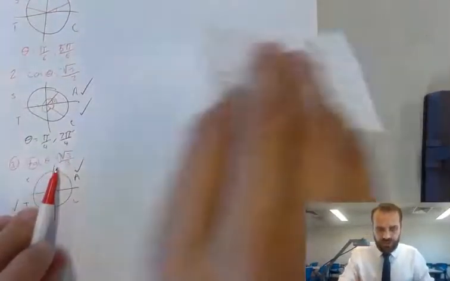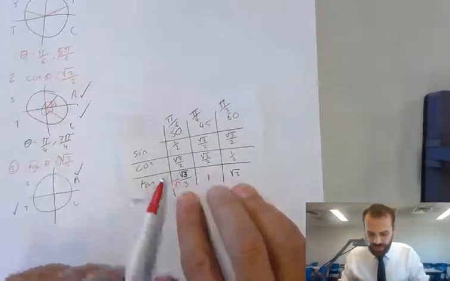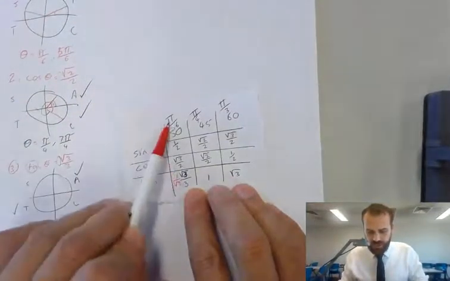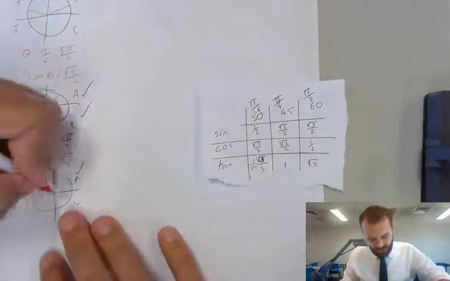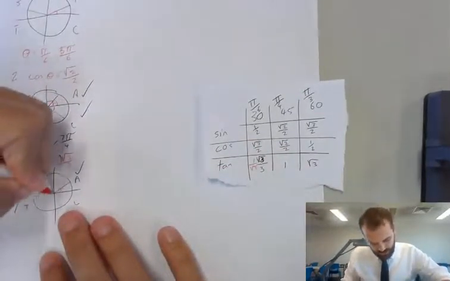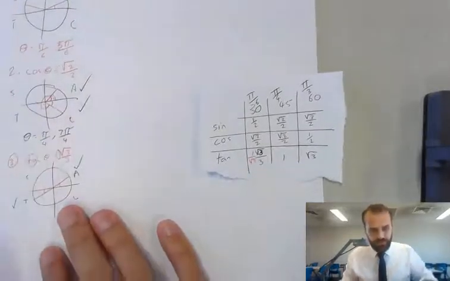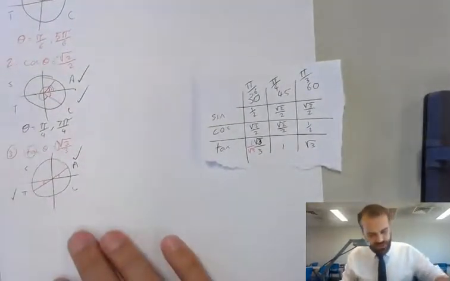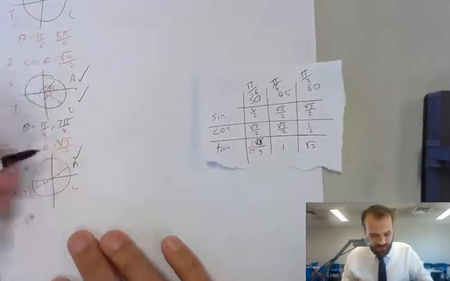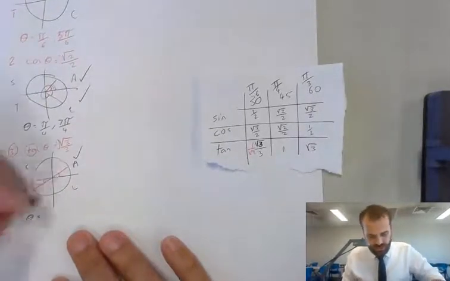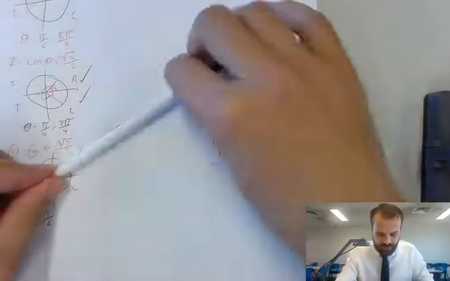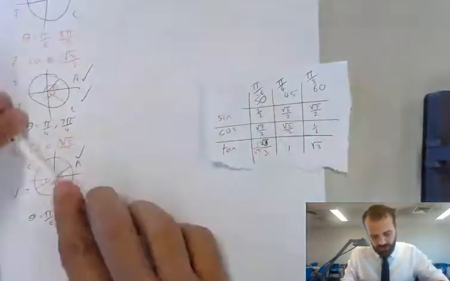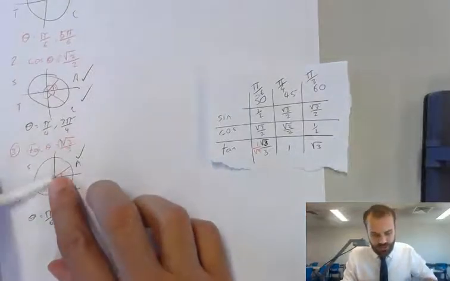Root 3 on 3, I come over to my handy piece of paper. Tan root 3 on 3 is the same as pi on 6, which is 30 degrees, here, and here. Okay, so the answer to this question, theta equals this angle, which is pi on 6, and pi on 6, 2 pi on 6, 3 pi on 6, 4 pi on 6, 5 pi on 6, 6 pi on 6, 7 pi on 6.